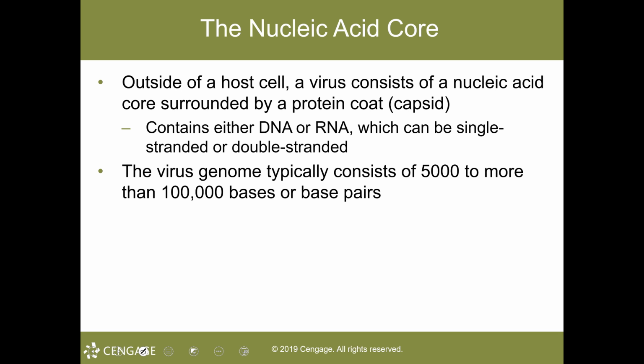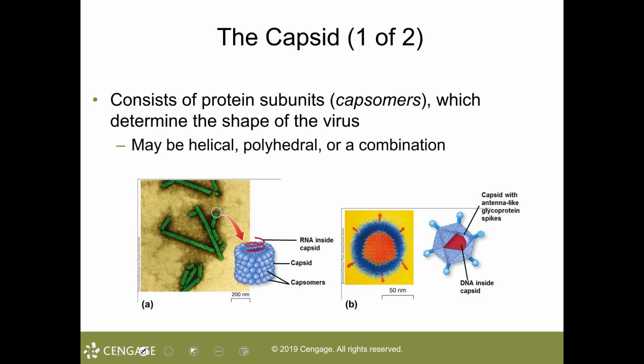To say it one other way, class, outside of a host cell, a virus consists of a nucleic acid core surrounded by a protein coat. I just mentioned that it will be either DNA or RNA. The genome of the virus is typically pretty small, with about 5,000 to more than 100,000 bases or base pairs. As far as the capsid is concerned, it has subunits called capsomeres, which determine the shape of the virus.